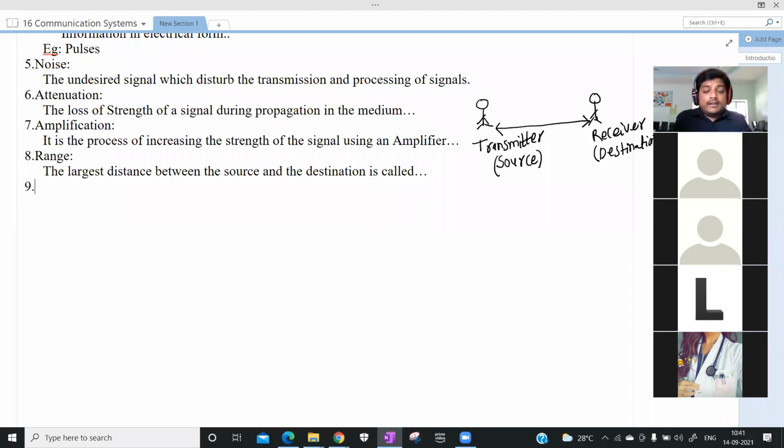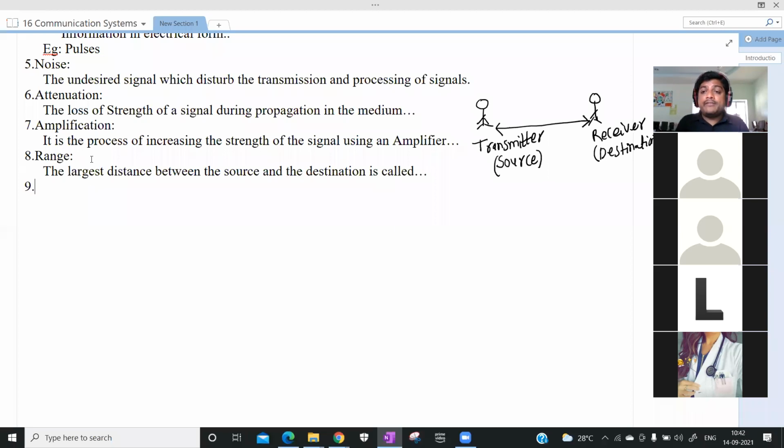Next, one more term. Actually we do not send the signals directly into the medium. So here what happens, Nana? We superimpose these signals onto some other signals which have more energy. Such a process is called what, Nana? Modulation. Very important term, that is modulation.